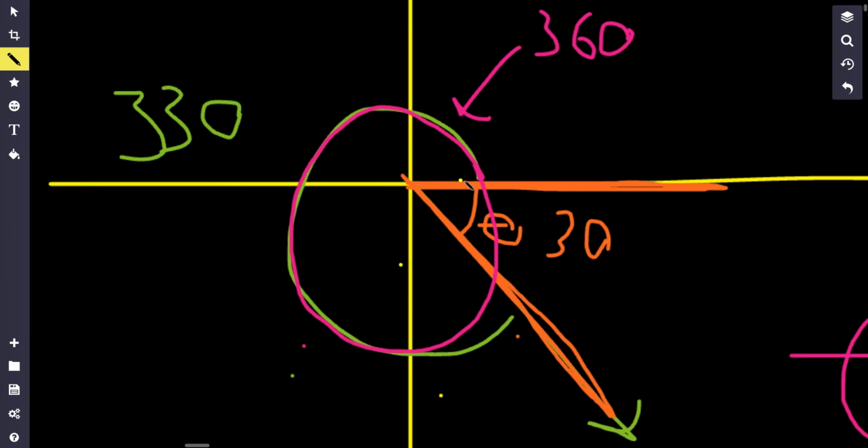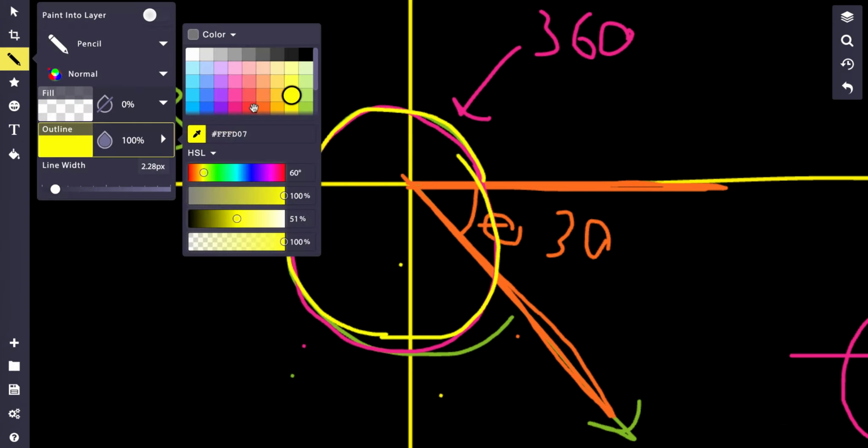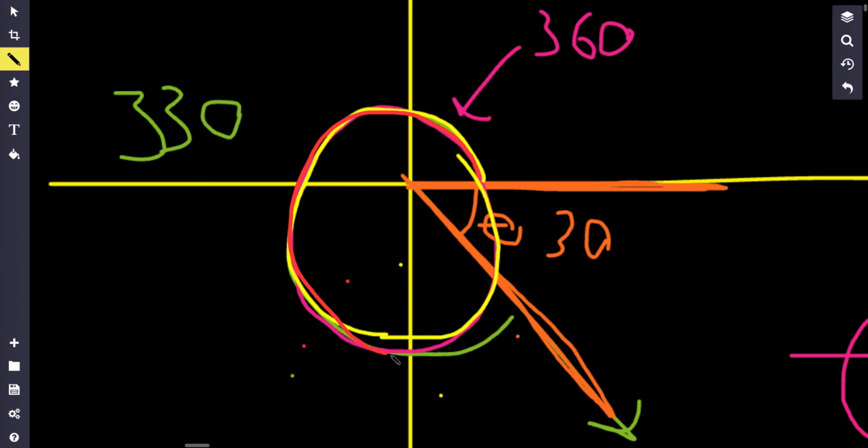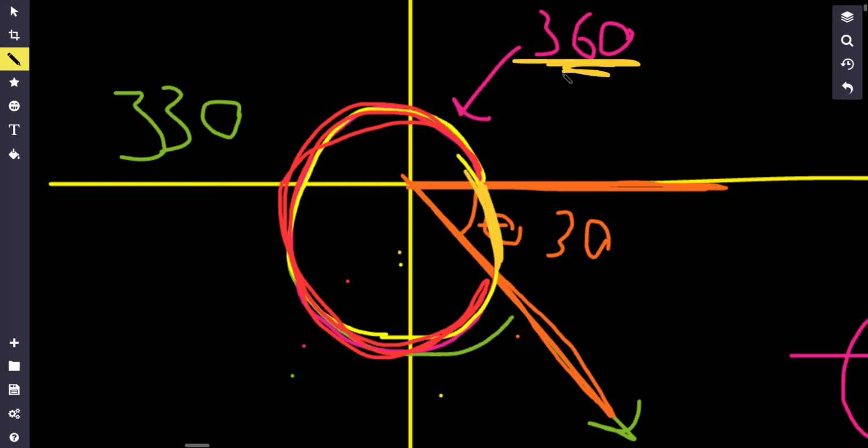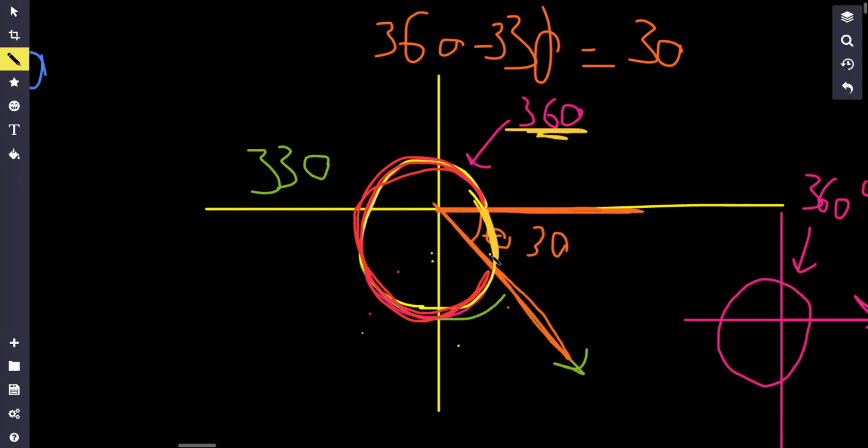Now, I'm trying to find out this angle right over here. So I'm going to take this whole part and subtract the angle that I've created, the red part. The only part remaining is this tiny part. If I subtract from the whole thing, 360, the angle 330, I'm left with this tiny part, which represents the reference angle.